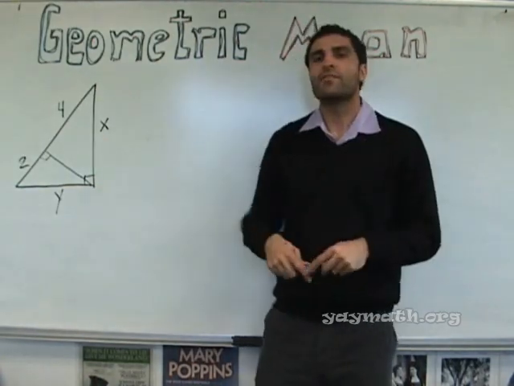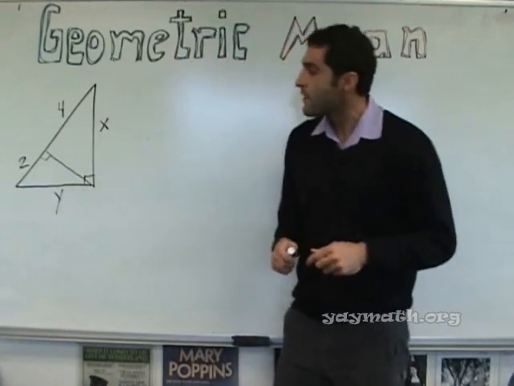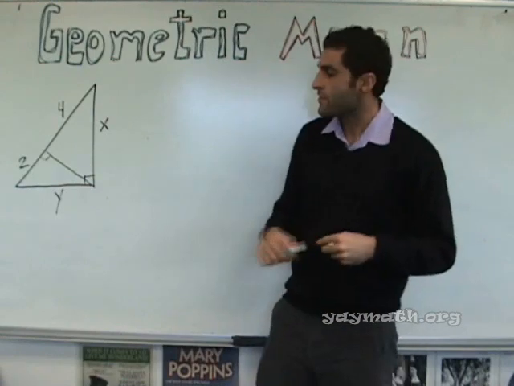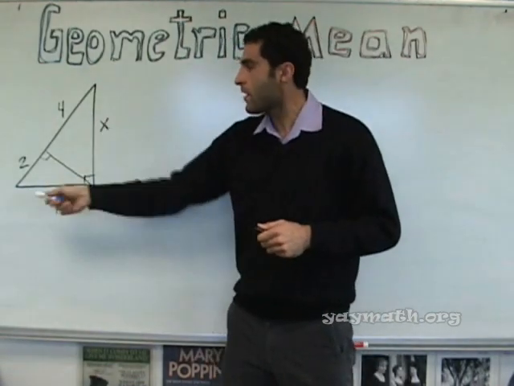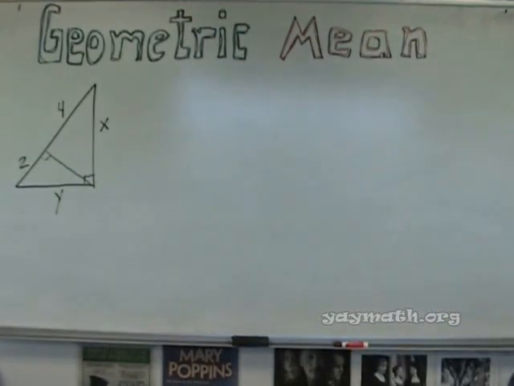Okay, so how many triangles do you see here? 3. 3 triangles, okay? So can we call these triangles the small, the medium, and the large? Okay, so let's call them the small, medium, and large. This here for a second.